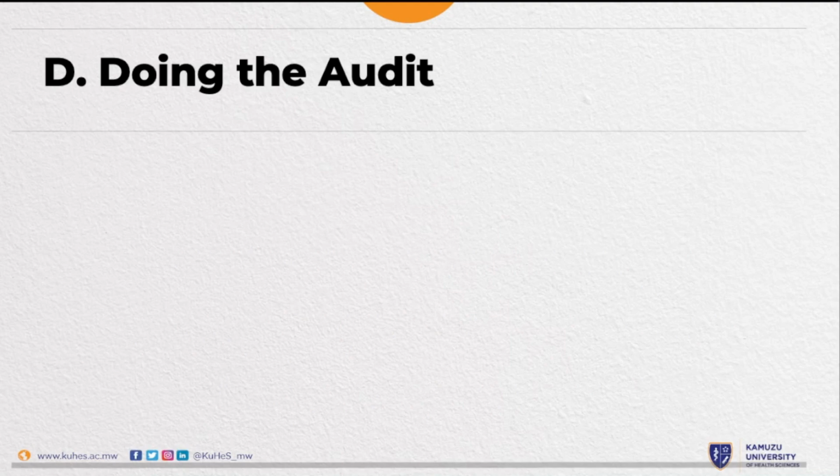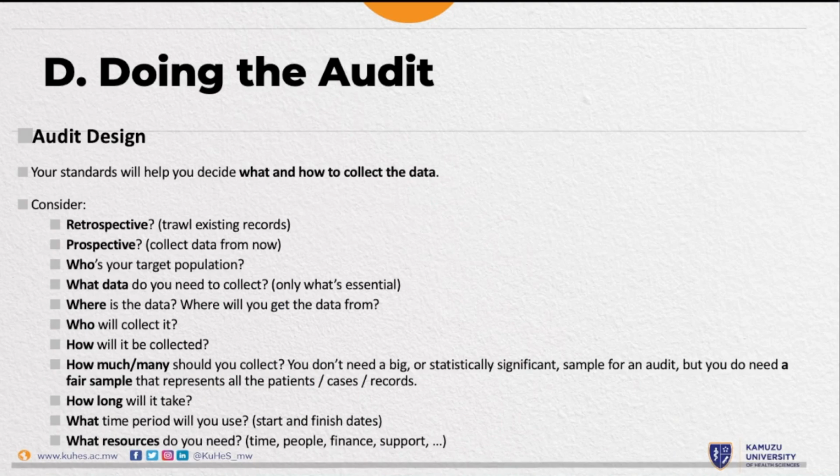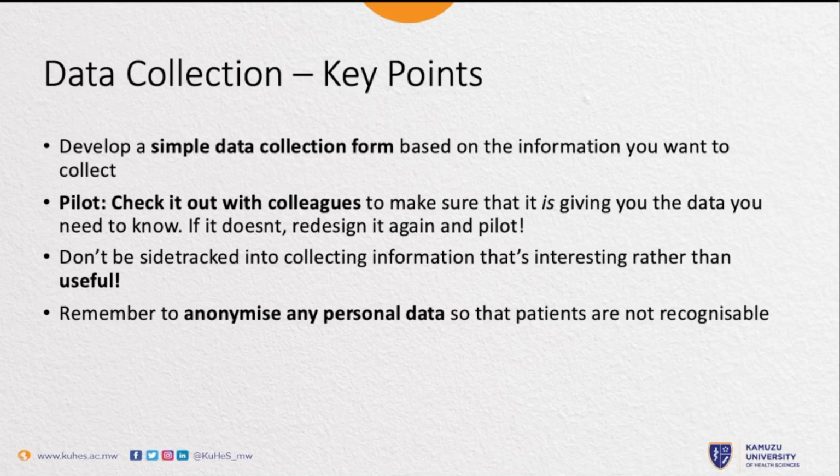All right, so you now have your standard, your topic, your criteria, and the target. Now start doing it. So you'll do what we call the design. You design your audit. This is now paperwork. You are going to decide whether it will be retrospective or prospective, who is the target population, what data you'll collect, where, who, how, and how much or how many, how long, what time, and what resources you need. So you are designing your audit like that.